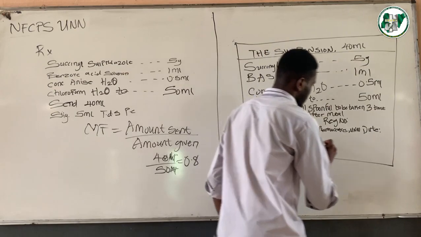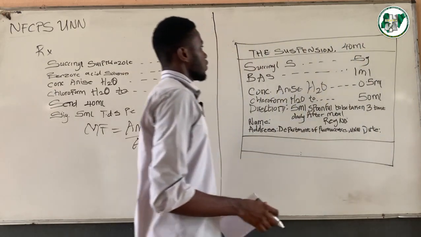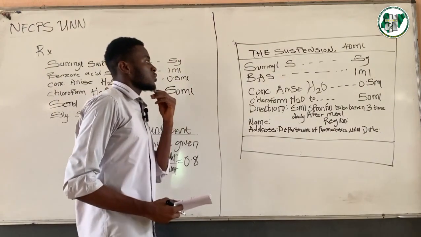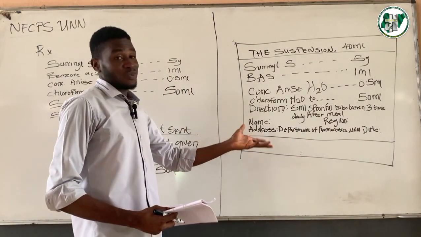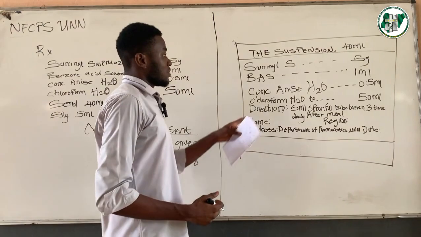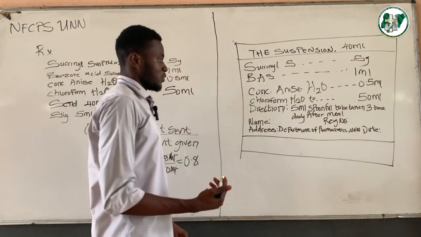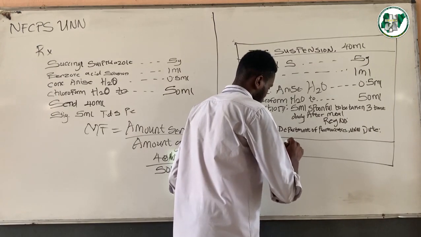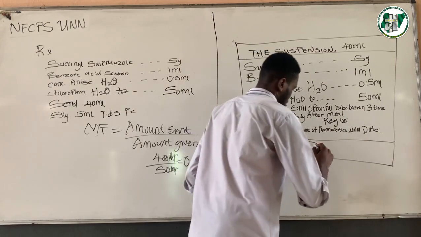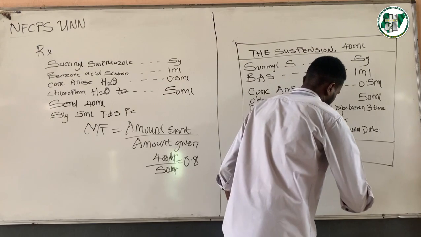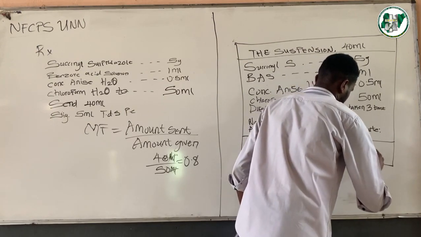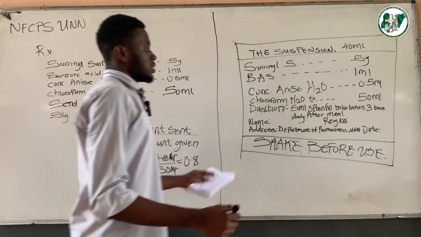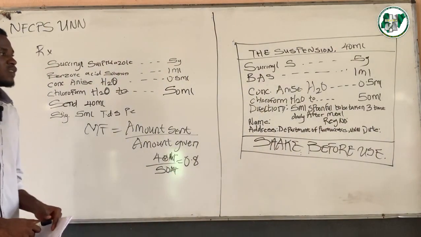Now, like I told you, the auxiliary label for suspension: even if the API we used is a non-readily diffusible powder and we used a suspending agent, after a while, the API usually gets sedimented to the bottom of the container, so we write shake before use. I think it's fine. So over to the next question.